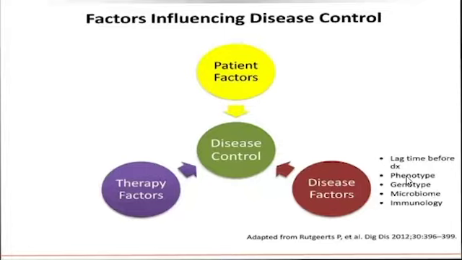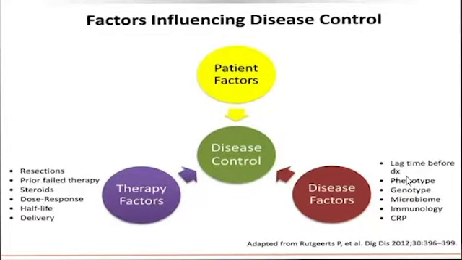Disease factors: there are really bad or good factors that I saw in our clinical practice. We have the lag between the diagnosis and the disease itself. We have phenotype, genotype, microbiome, and immunology. Therapy factors: resection. If a patient has a first resection, he has a high risk of a second resection. Prior failed therapy, steroid, dose response, half-life, and delivery.